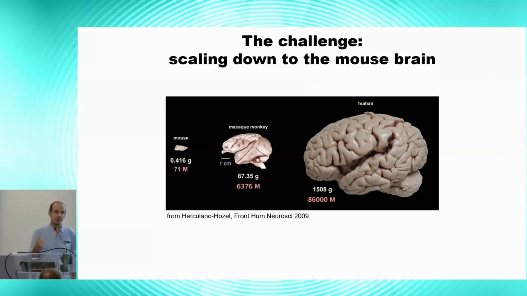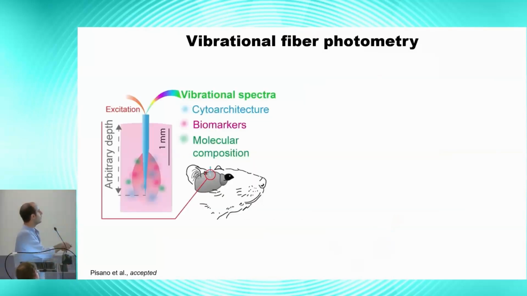So remember, the Raman signal is very weak. To collect a lot, you need a large lens, basically. But if you have to shrink down to the mouse brain, you cannot put a large lens in the brain. So this is the technical challenge we have tackled, and we've done it using a particular case of optical fiber with a tapered profile in order to introduce an approach for vibrational fiber photometry.